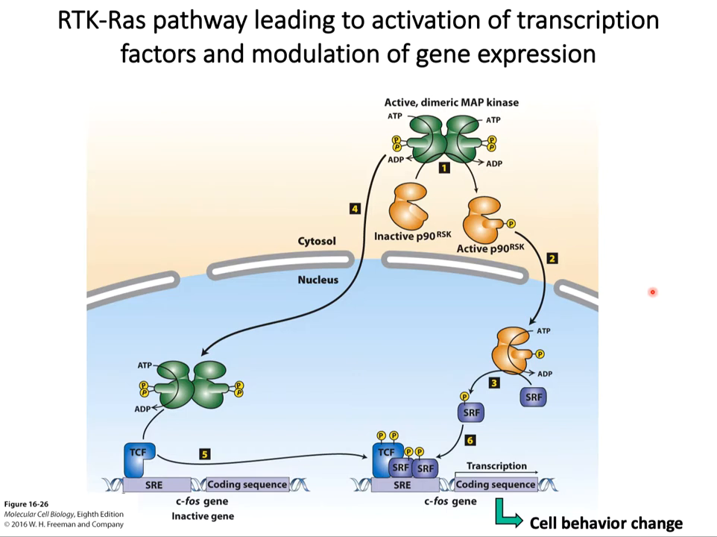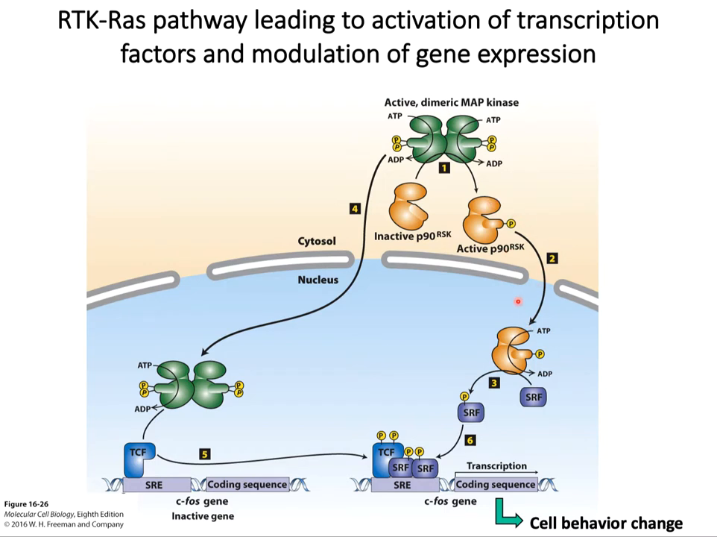So what happens downstream of MAP kinase? Two things happen together. In the first step, 1 through 3, MAP kinase is in the cytosol and phosphorylates and activates this p90 RSK. And the RSK stands for ribosomal S6 kinase, which is a family of kinases. So this is your phosphorylated p90 RSK kinase.